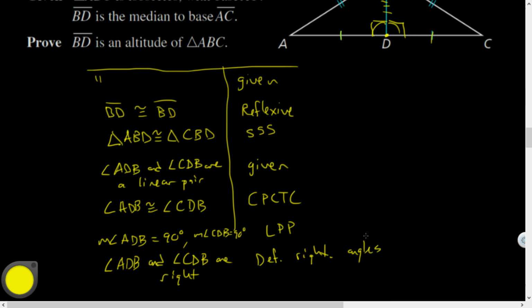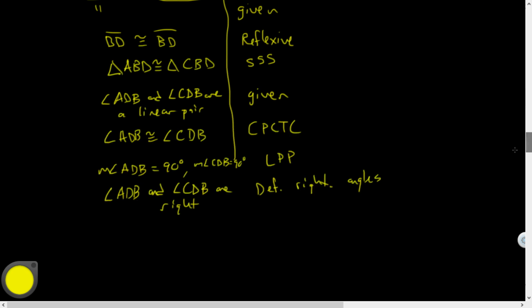And if those are right angles, then I could say that BD is an altitude, right? Is there a theorem for that? Definition of altitude.